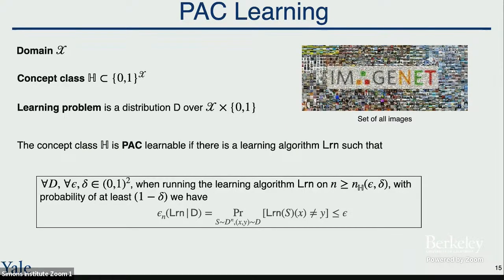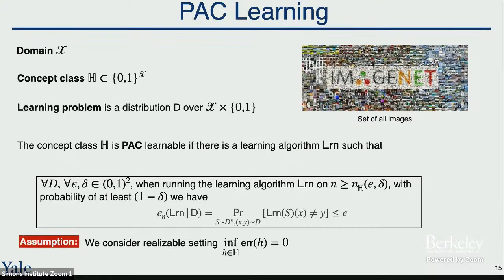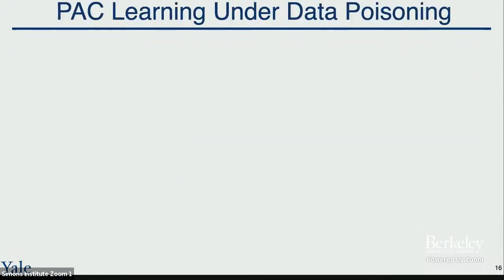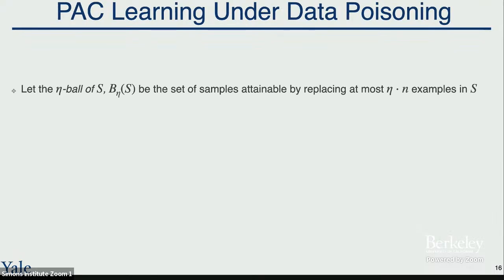What we would like to understand is, when we have data poisoning, under what conditions PAC learning is possible. Most of the talk is going to be about the realizable setting. At the very end, I'm going to talk about the agnostic setting, which is much more complicated actually. Okay. So as you said, we define the eta ball of S to be the set of samples that we obtain by replacing at most an eta fraction of the examples in the training data. That's the playground of the adversary.